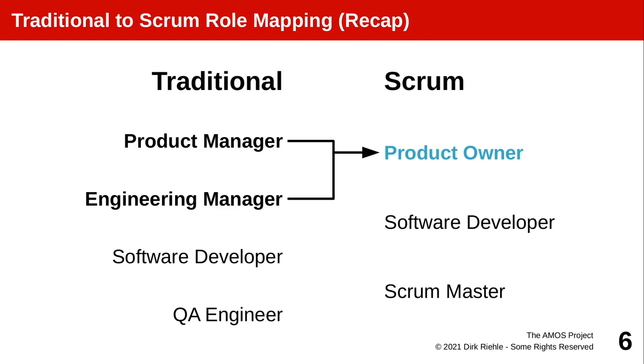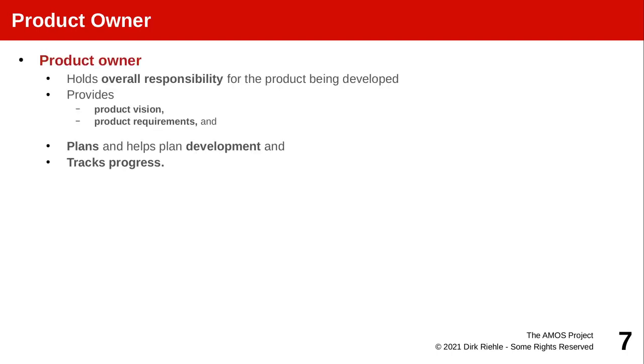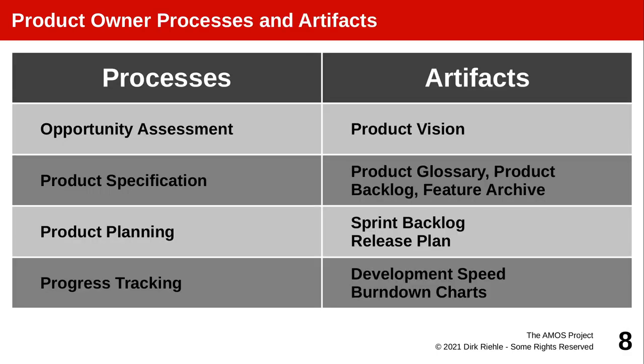The Scrum product owner combines, therefore, the roles or some of the roles of a traditional product manager and an engineering manager, as we will see. So in Scrum, the product owner has overall responsibility for what is being developed, which specifically leads to a product goal and detailed requirements. In addition, the product owner also plans, helps plan, and tracks the progress of development in collaboration with the software developers.